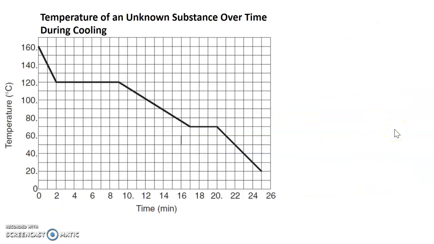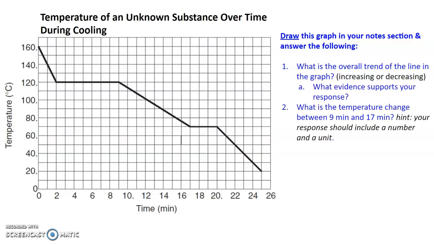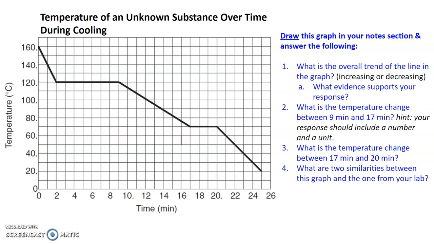Now let's look at kind of the opposite of what we just studied. Let's look at something cooling down over time. Here's what I'd like you to do. Draw this graph into your notes and answer these questions. What is the overall trend of the line in the graph? What evidence supports your claim? What is the temperature change between 9 minutes and 17 minutes? What is the temperature change between 17 minutes and 20 minutes? What are two similarities between this graph and the one from your lab? And what are two differences between this graph and the one from your lab? Pause the video while you do that.